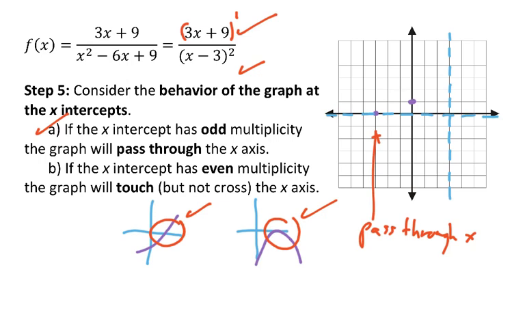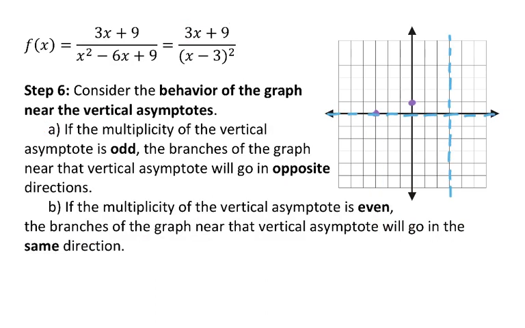All right. So we look at the behavior of the graph at the x-intercepts, and then we look at the behavior of the graph near the vertical asymptotes. And again, this has to do with multiplicity. If the multiplicity of the vertical asymptote is odd, the branches of the graph near the vertical asymptote will go in opposite directions. What does that mean? Well, let me give you an example. Let's say you have a vertical asymptote right around here. What I mean when I say that the branches go in opposite directions is that on one side of the asymptote, perhaps, the graph will take off towards positive infinity, but on the other side of the asymptote, the graph may take off towards negative infinity.